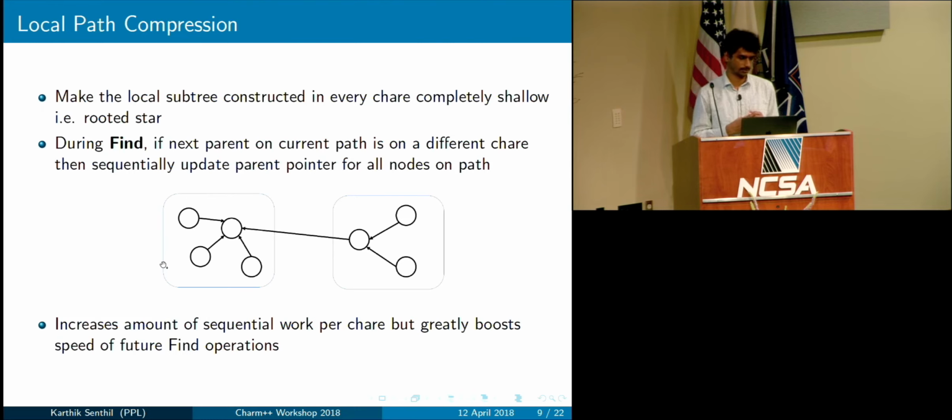First is a local path compression. Here, we make sure that all the local subtrees that are constructed within the chare are completely shallow, that is, a rooted star. And how do we do this? During the find operation, if a chare finds that the next parent on its current path is on a different chare, then it sequentially updates the parent pointers of all the nodes that are on the current chare on the same path to itself. The outcome of this optimization is shown in the figure here. This, of course, increases the amount of sequential work that you're doing per chare, but this greatly boosts the speed of your future find operations.